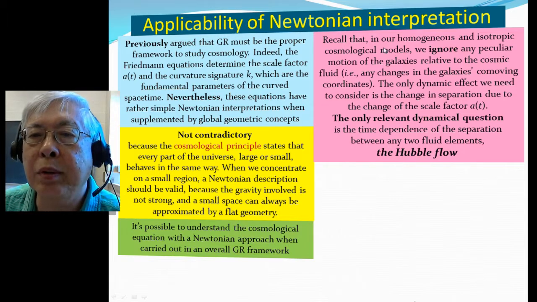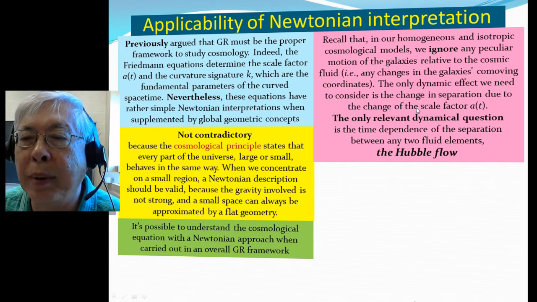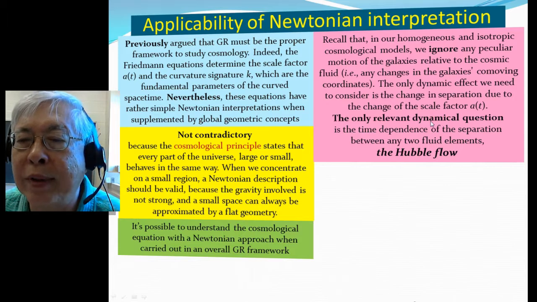But remember, when we discussed the homogeneous isotropic universe, we ignored any peculiar motion of galaxies relative to the cosmic fluid. That's any change in the galaxies' comoving coordinates. So the only dynamic effect we'll be interested in is the separation given by the scale factor. Therefore, the only relevant dynamic question is the time dependence of the separation between two fluid elements, and we call this the Hubble flow.